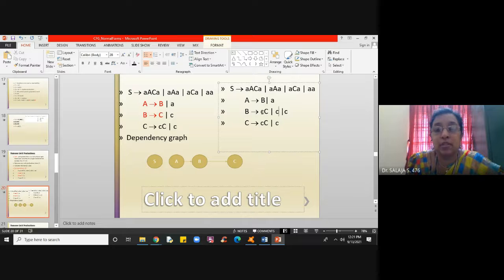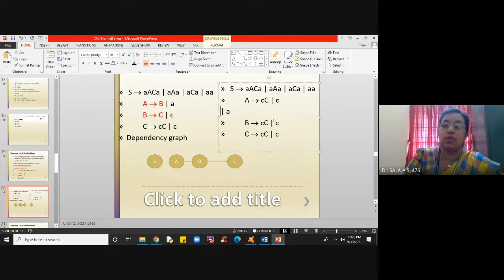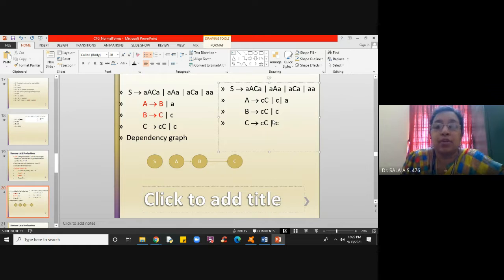Now what happens, it is CC or C, two C's are occurring, so I'll eliminate the duplicate. So it is CC or C. Now you have one more unit production, so instead of B, B's production has to be replaced. So here I'll replace B's production. Your answer would be A produces CC or C or A, and B produces CC or C, and C produces CC or C.